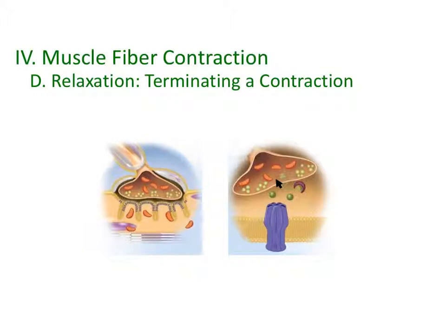The last step of muscle fiber contraction is relaxation, where we stop or terminate the contraction. So first thing that happens is you need to stop exciting the muscle fiber, and so the nervous signal stops. So because of that, there's no more acetylcholine being released at the neuromuscular junction.